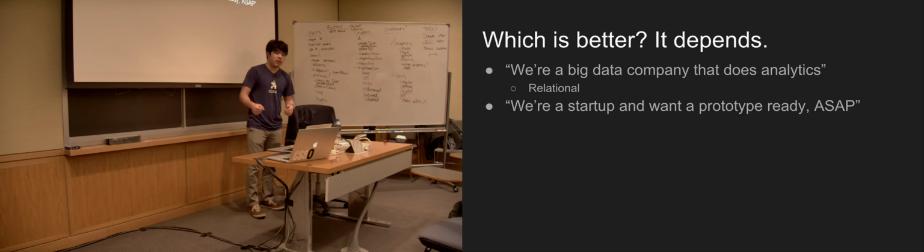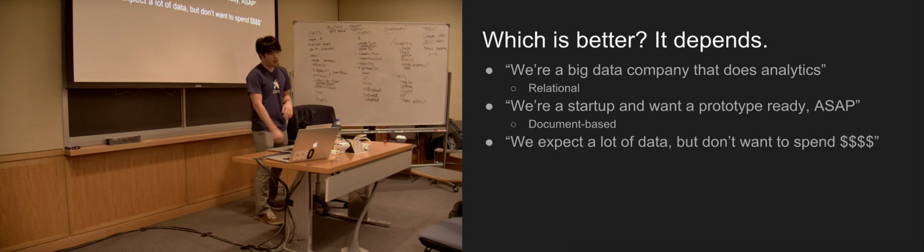What about if we're a startup and we want a prototype ready as soon as possible? Document-based. Why? It's cheaper, it's quick, it's flexible. If you want to change it, you can. We expect a lot of data, but we don't want to spend a ton of money. Document-based. Why? Cheaper. It's cheaper, yeah. It can run anywhere, yeah.